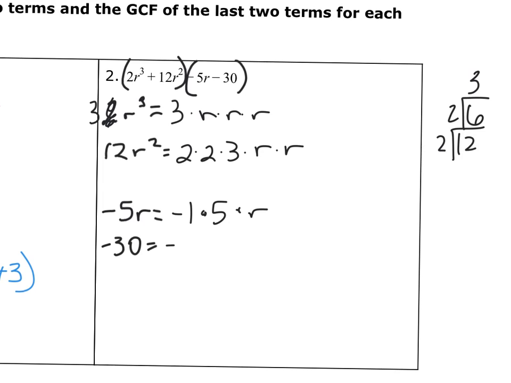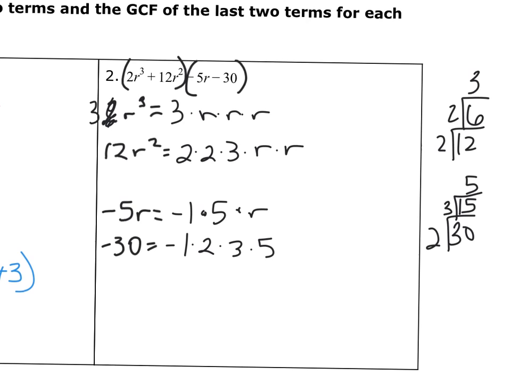Negative 30, well, I know that's going to be negative 1 times, well, what goes into 30? 2 goes into 30 15 times. 3 goes into 15 5 times, so that's 2 times 3 times 5. I know how you got the 2 and the 2 and the 3, but I don't know how you got the double r. R squared is r times r. Oh yeah. Good question. Thank you for that.